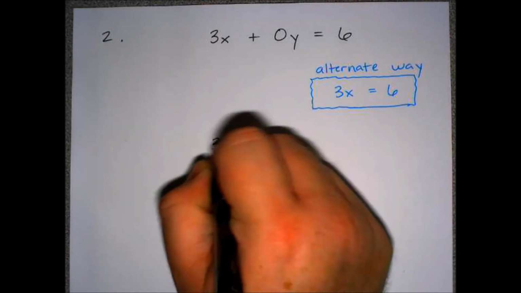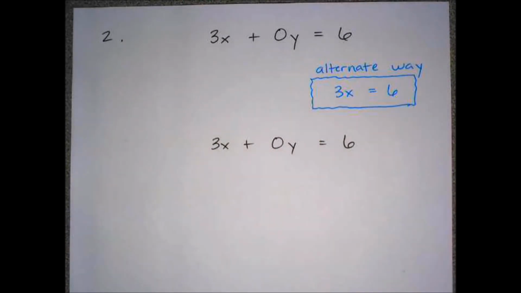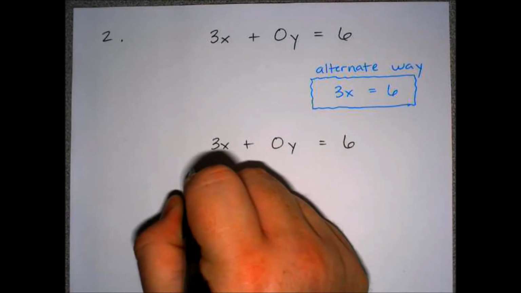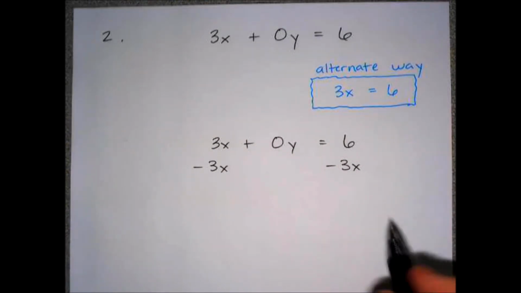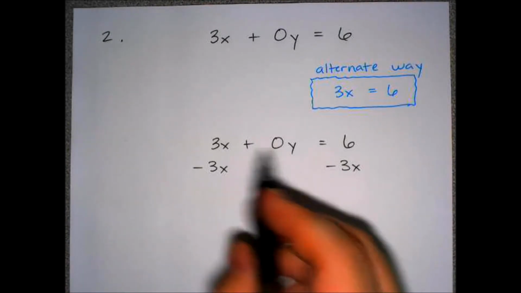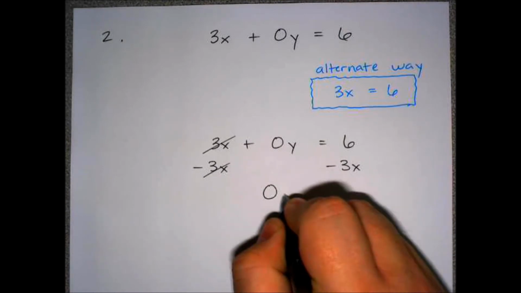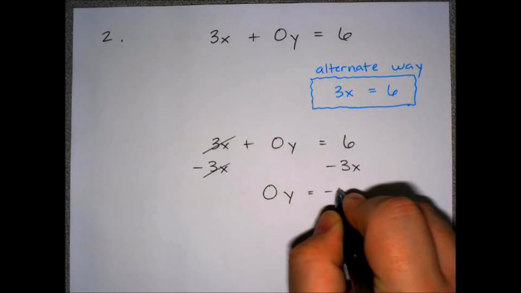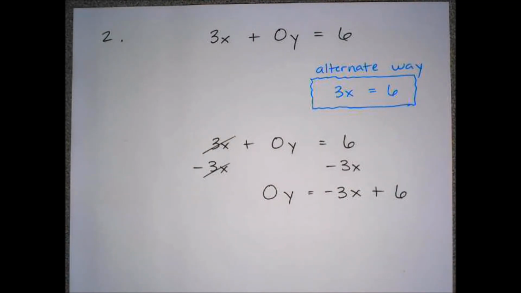So you have 3x plus 0y equals 6. And we're going to subtract 3x. When we do that, let's cancel. You have 0y equals negative 3x plus 6. Now that's in y-intercept form.